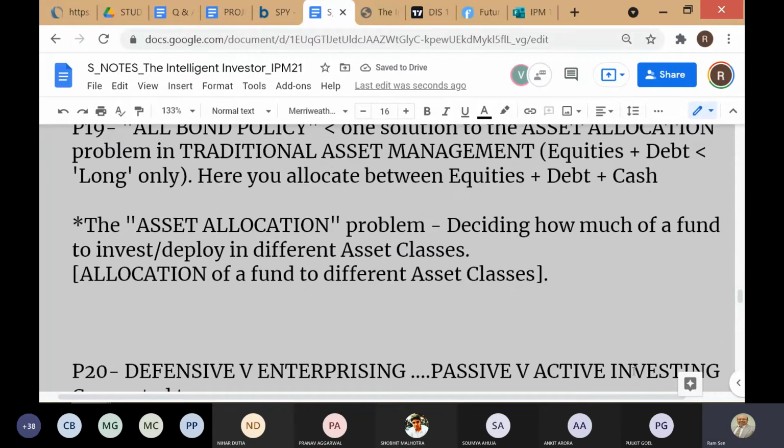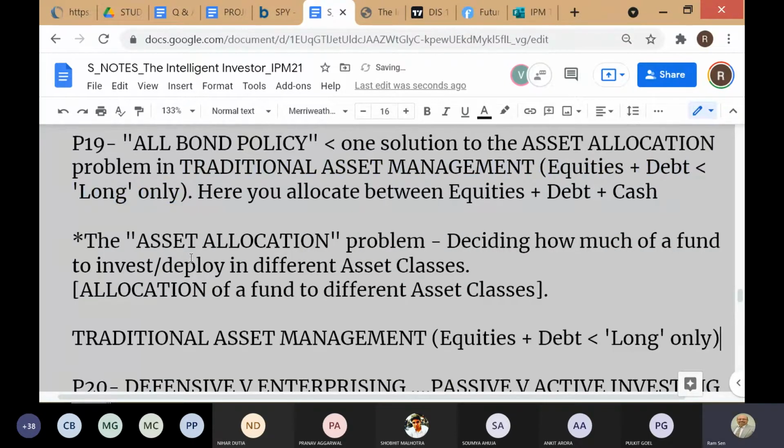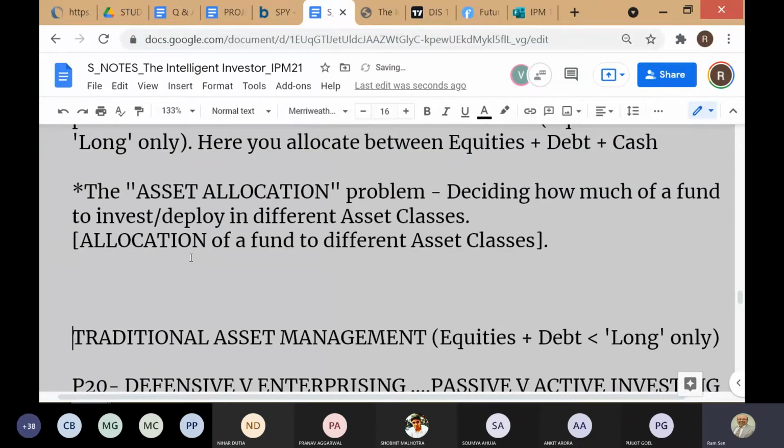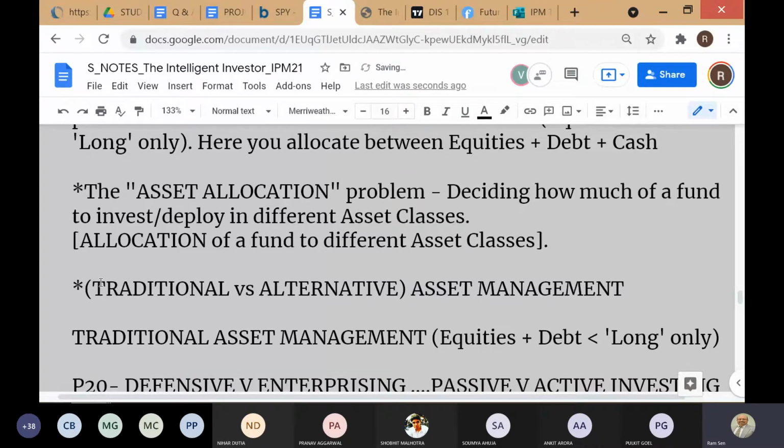Now, in the context of this, you should also learn about the difference between two things. We are going to learn another topic, very important to understand: traditional asset management. We are going to make it short so that it fits in one line, and we're going to say traditional versus alternative. Traditional is contrasted with alternative. So this is to be read as traditional asset management versus alternative asset management.